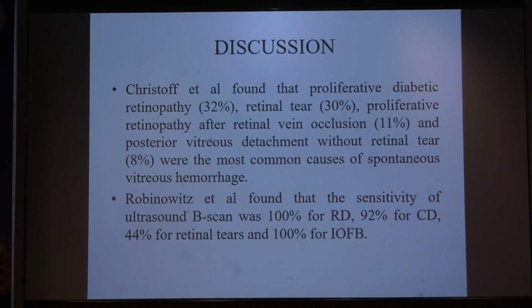Discussion. Christoph et al. found proliferative diabetic retinopathy was most commonly present in patients with vitreous hemorrhage, 32%. Retinal tear was present in 30% of cases. And proliferative retinopathy associated with retinal vein occlusion was seen in 11% of cases. Rabinowitz et al. found the sensitivity of ultrasound B scan was 100% for RD and 92% for choroidal detachment, and 44% for retinal tear and 100% for IOFB. In this study, we cannot detect retinal tear very accurately.